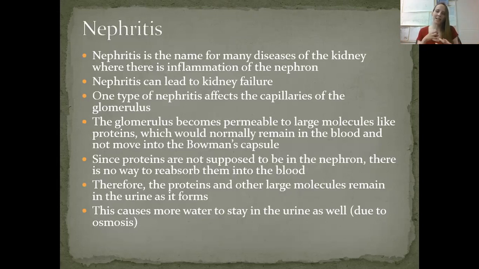Essentially what happens is that those capillaries become permeable to large molecules like proteins that would normally stay in the blood, and instead of staying in the blood because they should, they end up moving into the Bowman's capsule. And then because those proteins aren't supposed to be in the nephron, we have no way of reabsorbing them. Our nephron is not built to do that. And so you get all of these proteins and other large molecules in the urine, which again, all of that dissolved stuff in the urine is going to draw the water in to the collecting duct. So again, lots of dilute urine.